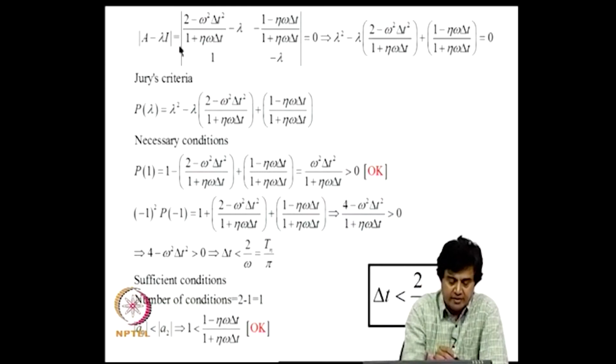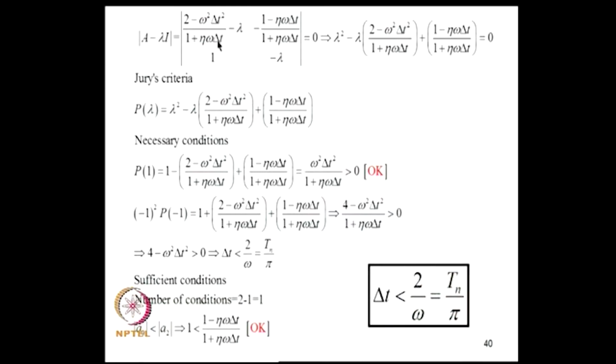We get, by formulating the determinant of A minus lambda I equal to 0, this polynomial equation. This is the characteristic equation. Now, of course, I can solve for lambda and find out what the eigenvalues are, but let us use Jury's criteria and see what we get. Now, p of lambda is therefore lambda square minus lambda this. This is the characteristic polynomial associated with the characteristic equation.